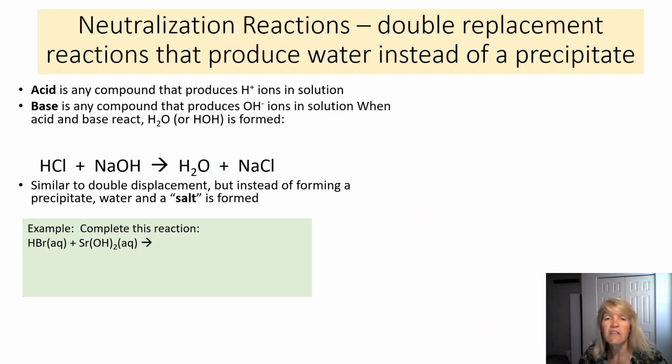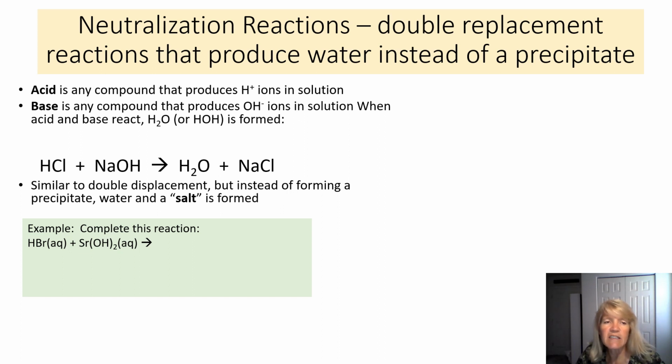Neutralization reactions are another kind of double replacement. So what we were looking at are precipitate double replacements. They make a solid. Another thing that can happen is that you make water. So instead of a precipitate, we're going to make water. And another way to think of it is you have an acid and a base.